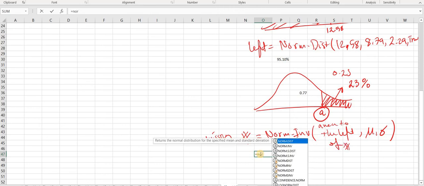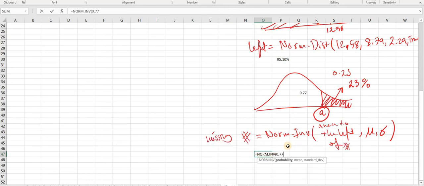So I'm going to use NORM.INV, 0.77, the area to the left, comma, which the function here says is the probability. The mean is 8.79. The standard deviation is 2.29, and it is mentioned in the question. So that is my answer, 10.48.